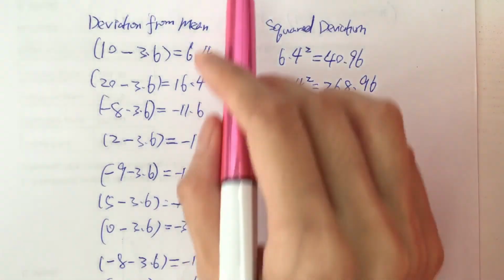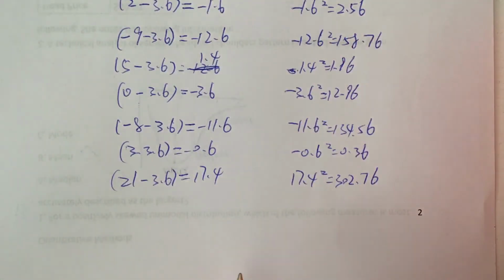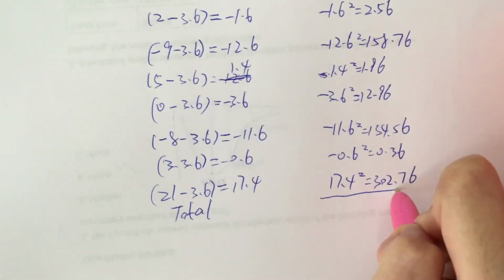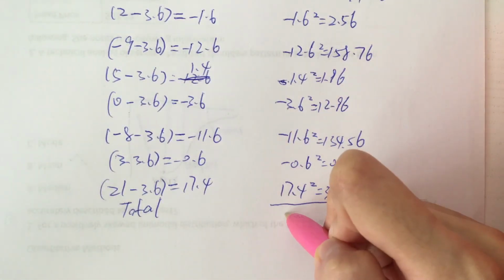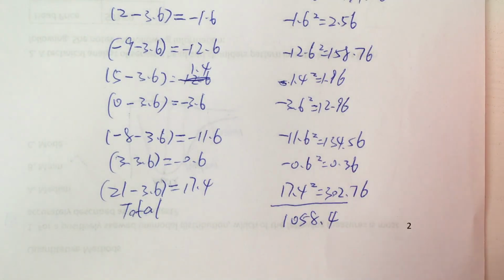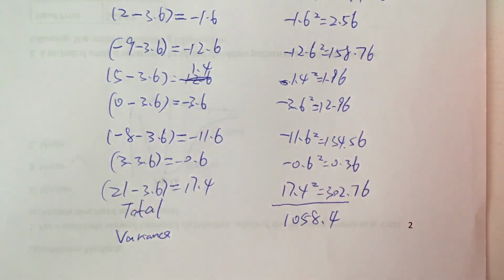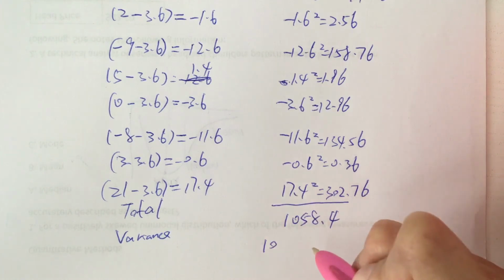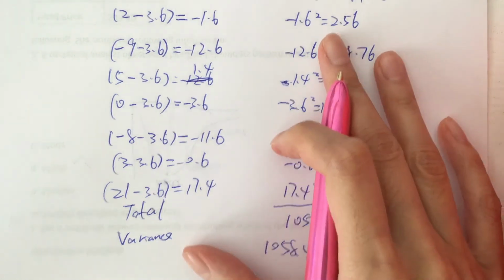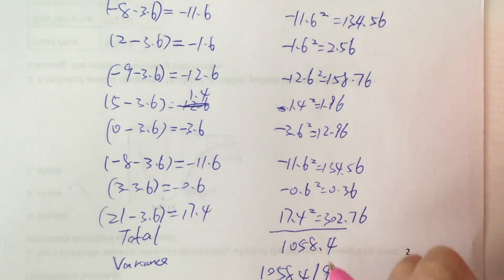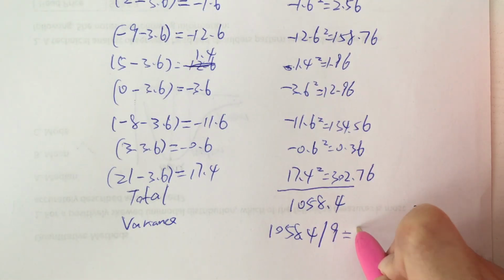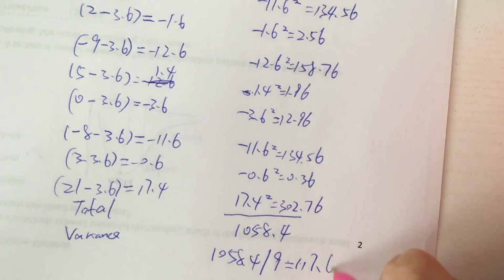And we add all these numbers up and get a total of 1058.4. So variance equals 1058.4 divided by 9, which is n minus 1, equals 117.6.